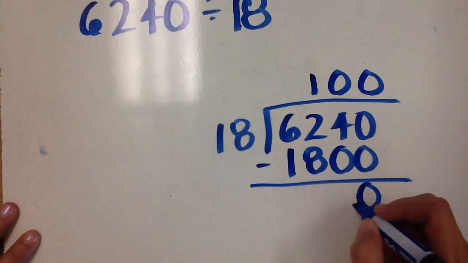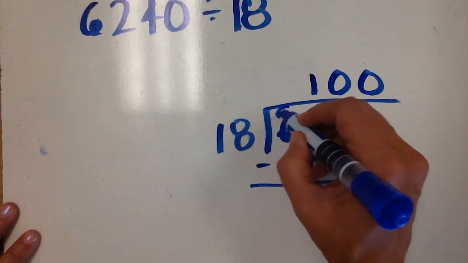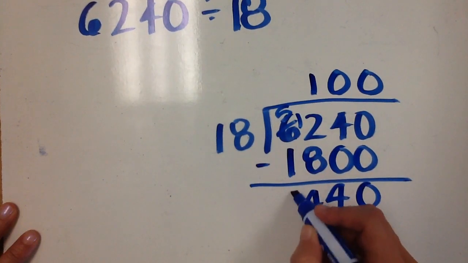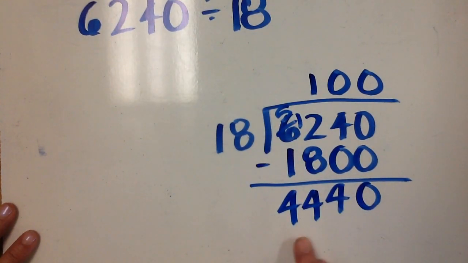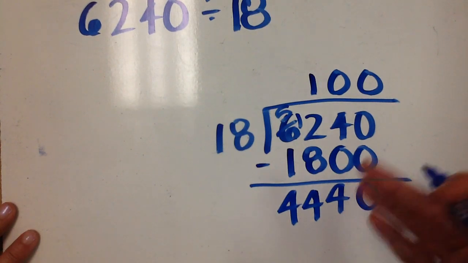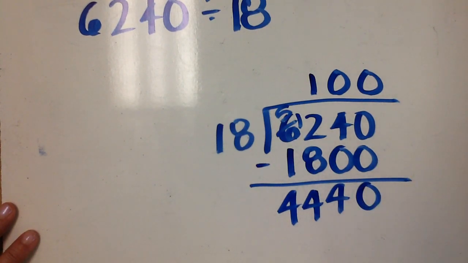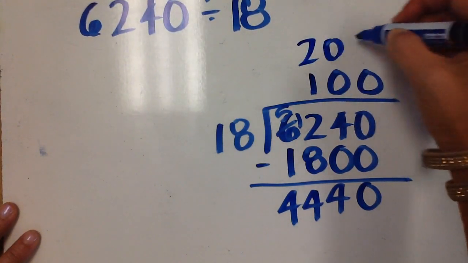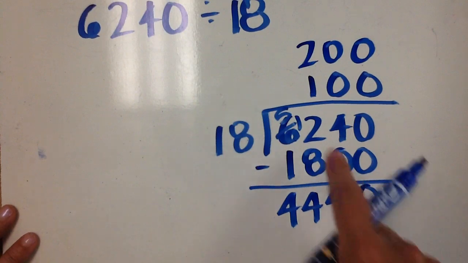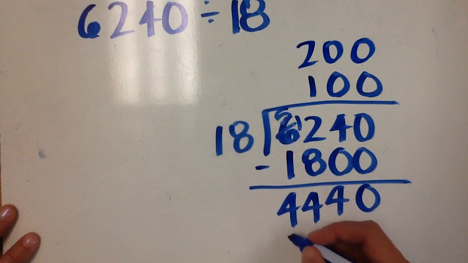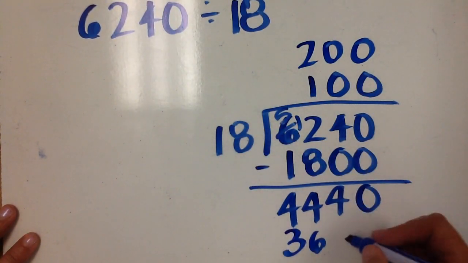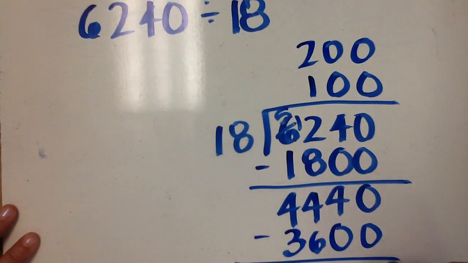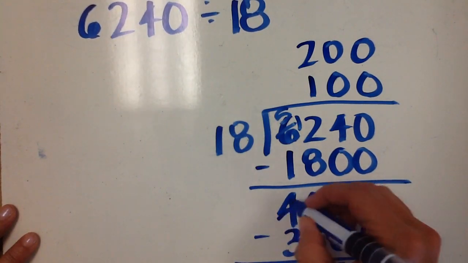So then I'm going to subtract, and I'm left with 4,440. So I know that I can get at least 100 out of that. I'm going to go ahead and try 200 this time because that's another easy number that I can multiply, because I know 2 times 18 is 36, and then I have my 2 powers of 10 on there. And then I can subtract those.